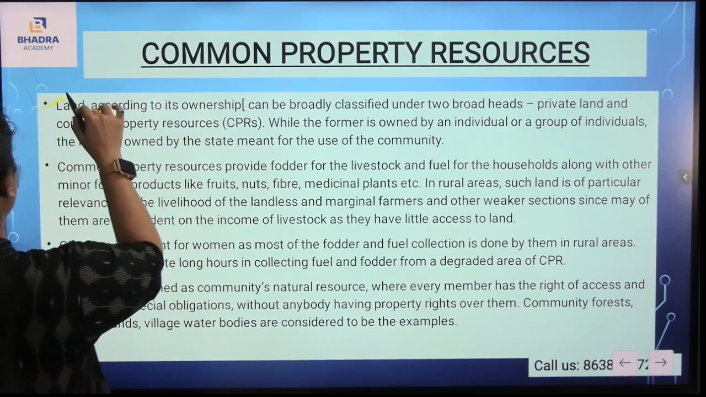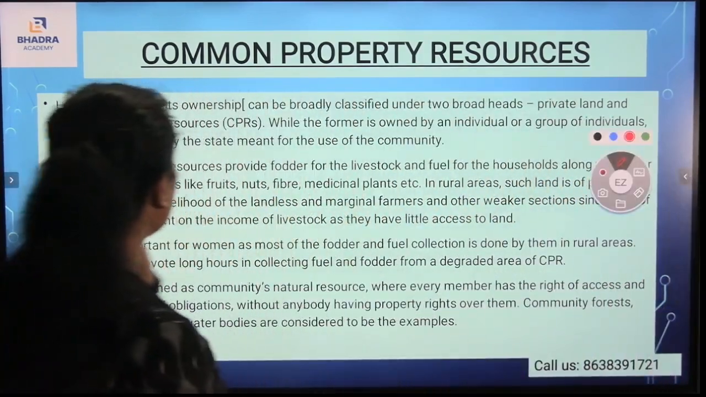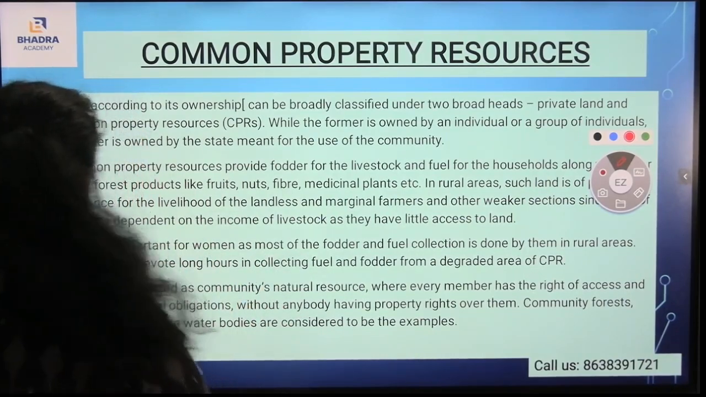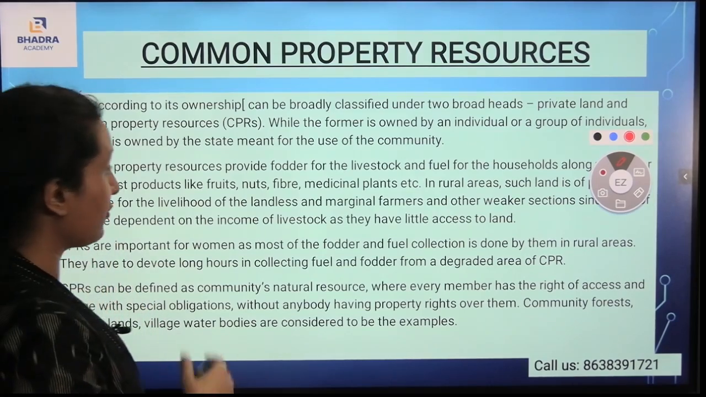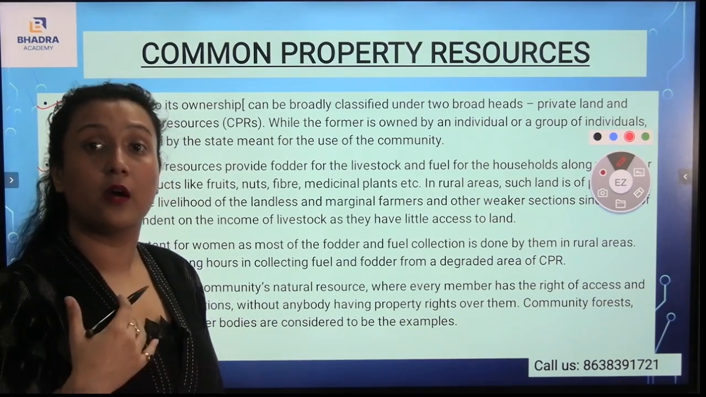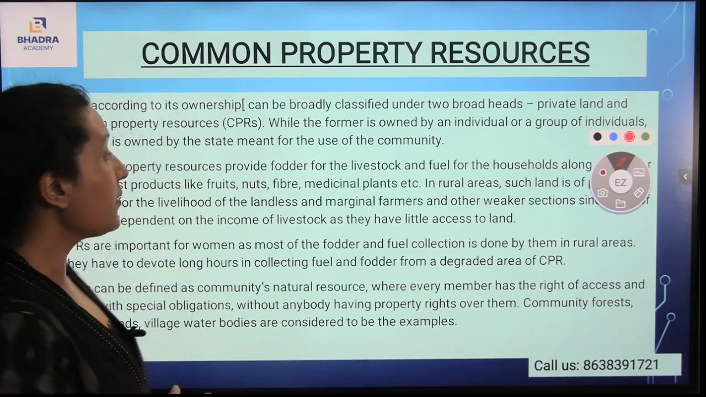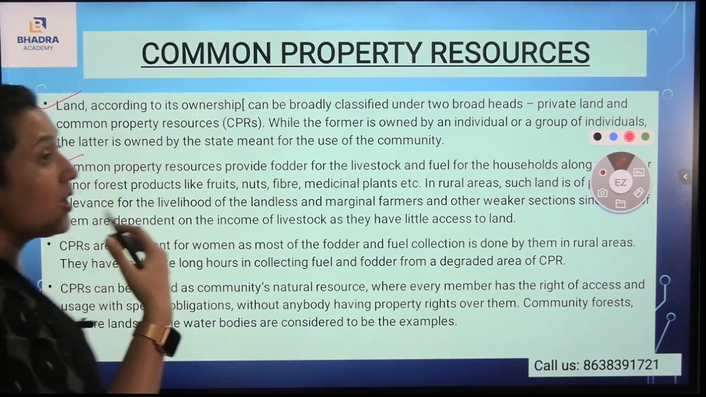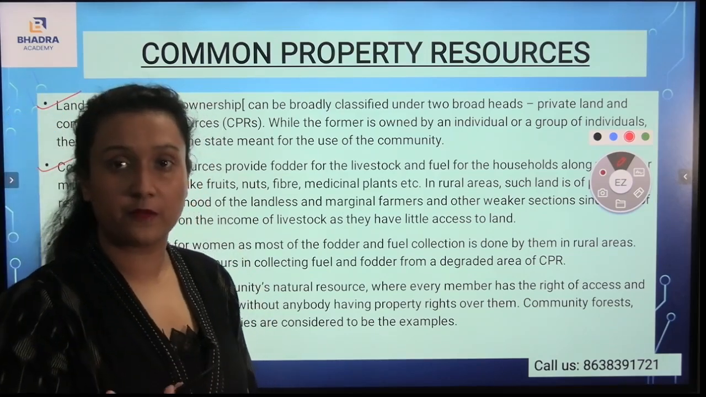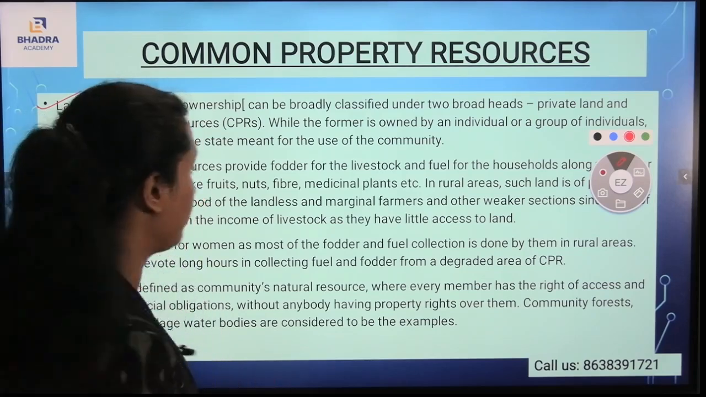You see the first point. Now we will recall with the help of the previous points. The first point is the use of land. The land is divided between private lands and common property resources. Second comes the common property resources, which are very important for collecting fuel, fodder crops, and also medicinal plants. And most of the people who belong to the weaker sections or who are marginal farmers are dependent on that land, from where they can earn some meager income.